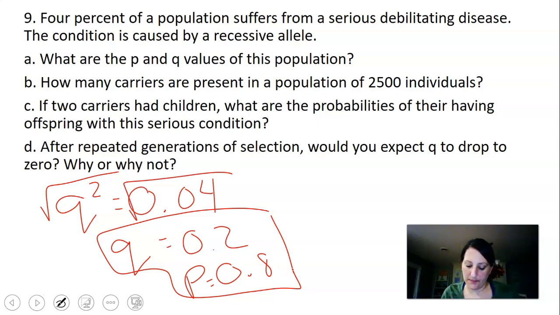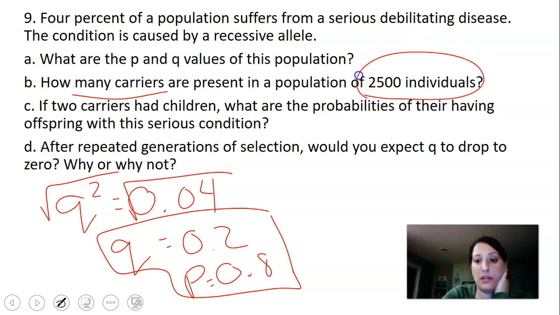Okay. Next question. It says how many carriers? Okay, as soon as you see carriers, what are you thinking? You're thinking 2PQ, right? Our carriers are our heterozygotes. So how many carriers are in a population of 2,500? So first I have to find the frequency of carriers, and then I can find the number.